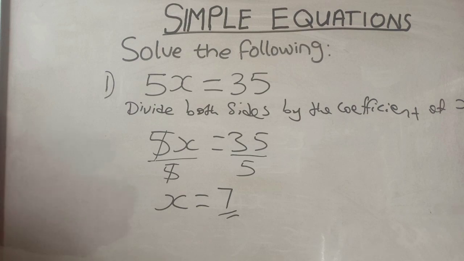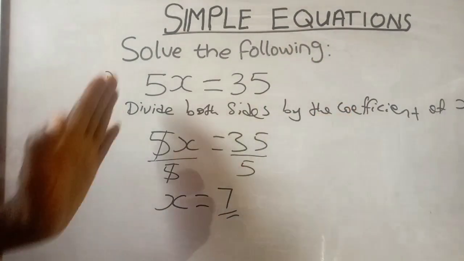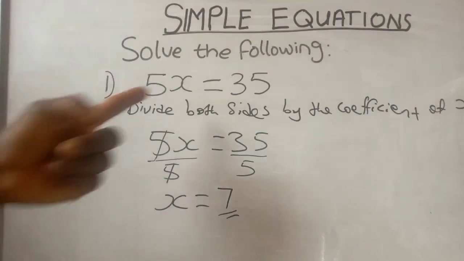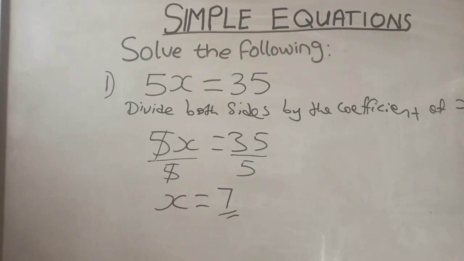That's why we call it equation, because the left hand side and the right hand side must be equal. When you get your answer and you substitute the answer into the variable there, that will give you actually the answer that you are looking for. I hope this is quite clear. Let's move to number 2.